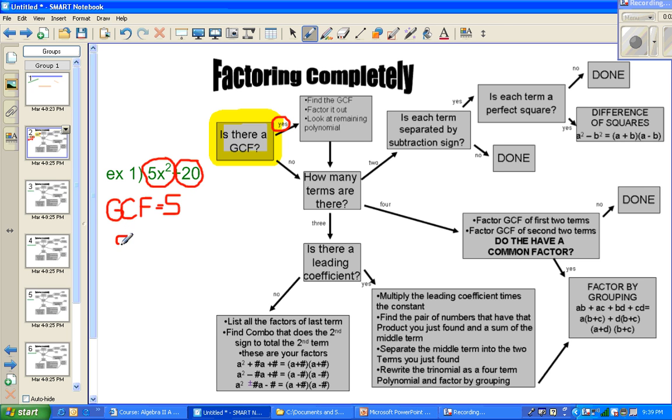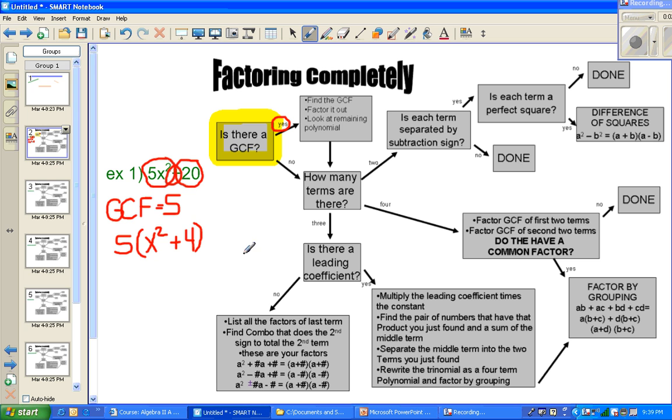So we're going to factor it out, and the question you ask yourself is, 5 times what gives you the 5x squared? That's where the x squared is going to come into play. Whatever sign that was originally there, which you now can't see, but it was a plus sign, just gets carried down. And then the next question is, 5 times what gives you the 20? And that's where our 4 is going to come into play, because 5 times 4 is 20. So we go ahead and factor out the GCF, and then our next question that is presented to us is how many terms are there?